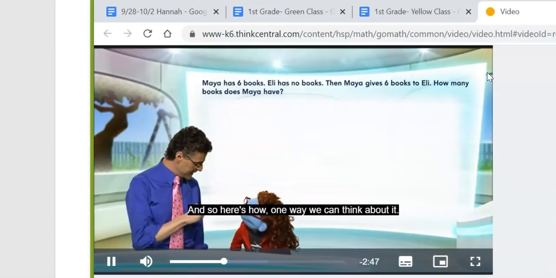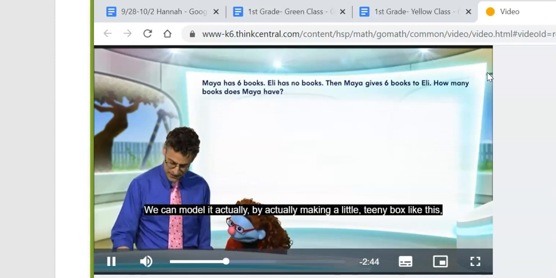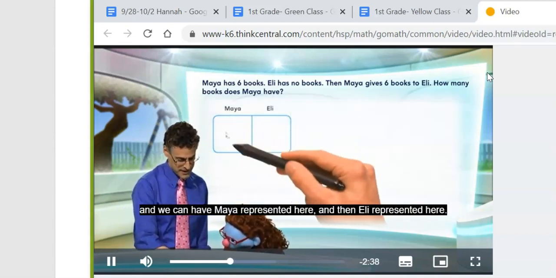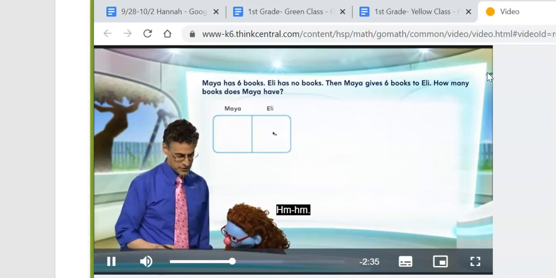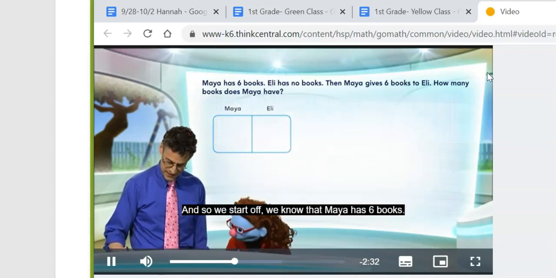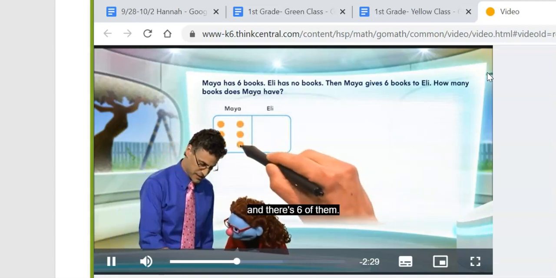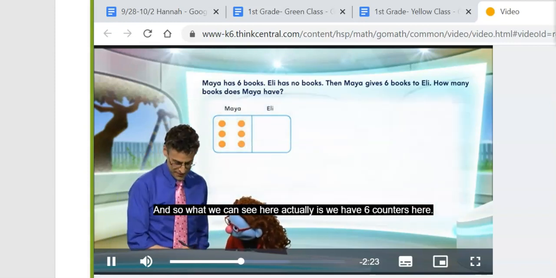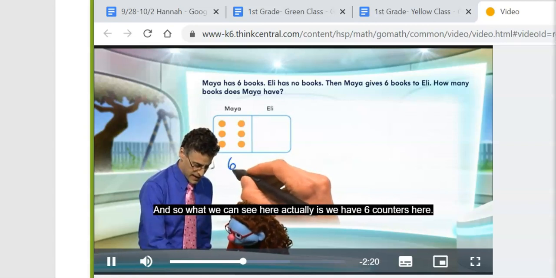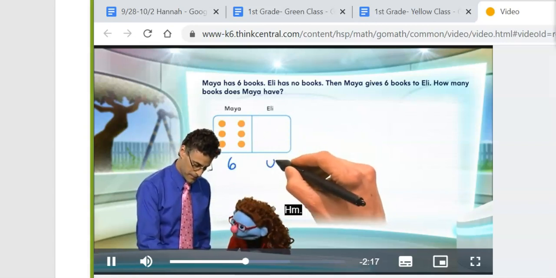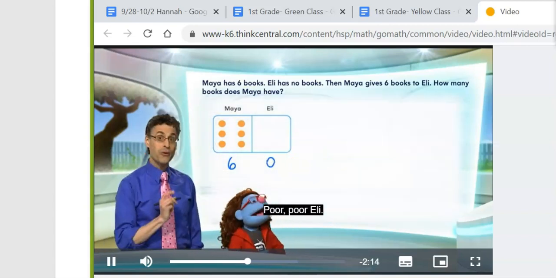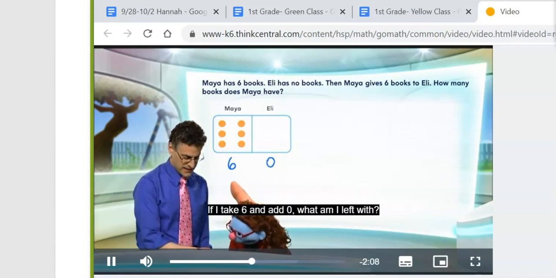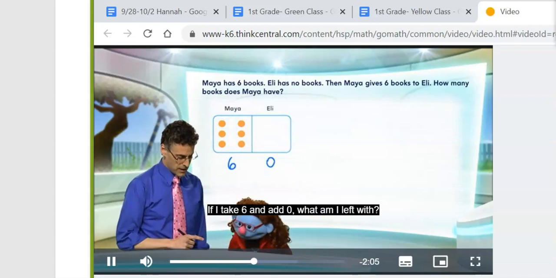Absolutely. And so here's one way we can think about it. We can model it by making a little teeny box like this, and we can have Maya represented here, and then Eli represented here. And so we start off. Maya has 6 books. I'm going to represent them just with these little counters, and there's 6 of them. I love counters. I know, aren't they great? And so what we can see here is we have 6 counters here, and since there's nothing here, that's 0. Poor Eli. But wait till the fun starts. So how can we think about this? So all together, what can we say? If I take 6 and add 0, what am I left with?